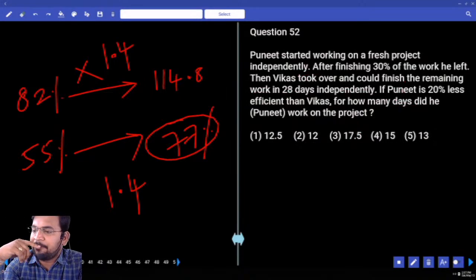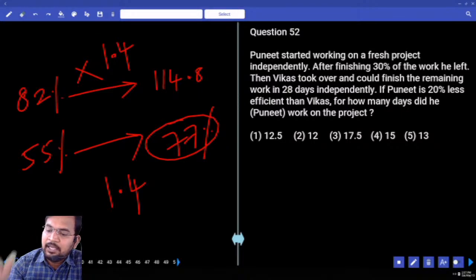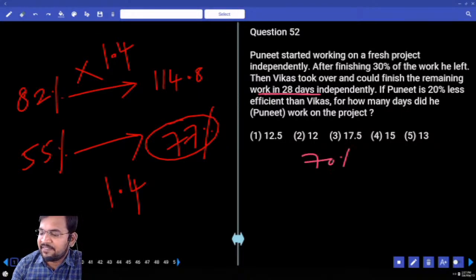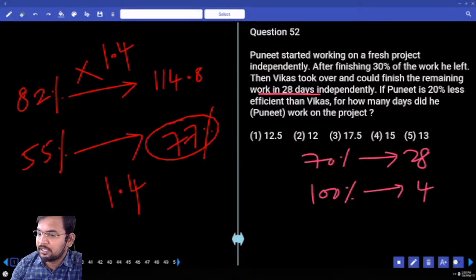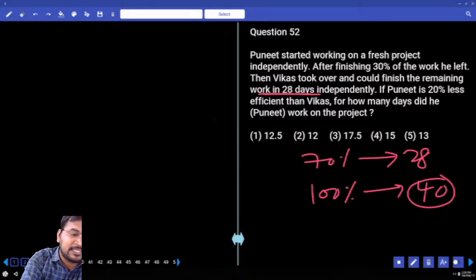Punit started working on a fresh project independently. After finishing 30% of the work, he left. Then Vikas took over and could finish the remaining work in 28 days. Remaining work is 70% work, yes or not? 70% work in 28 days, so total work is nothing but how much? 40 days. Vikas alone will take 40 days.